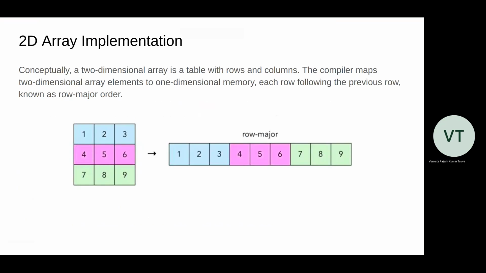And then this 2D array is technically stored as a 1D array in the RAM, because in RAM everything is linear. So how are we doing it? First we are going row by row. First row is stored, then second row is stored, then third row is stored. So this is called row major order. You can store in another way also, column major order. First column you store, then second column, then third column. That is column major order.